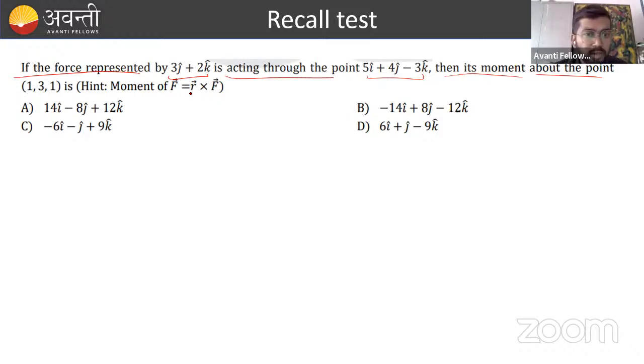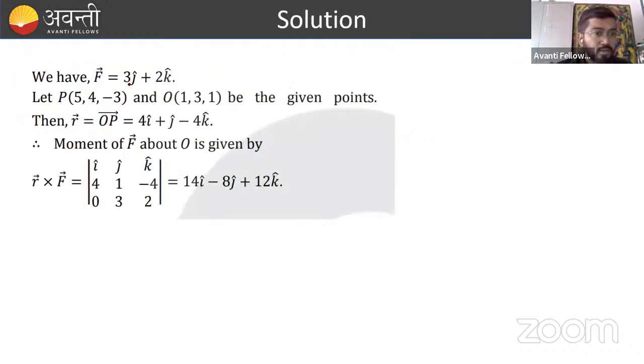Here we know that the hint is given: the moment is calculated as r bar cross f bar. So what is the r bar? R bar is the vector acting through this point, and we have to find the moment about this point, right? So r bar is this minus this. Here we have the force. P is given as 5 comma 4 comma minus 3.